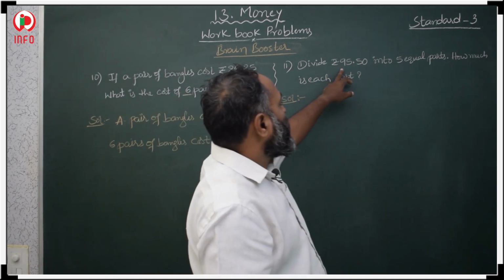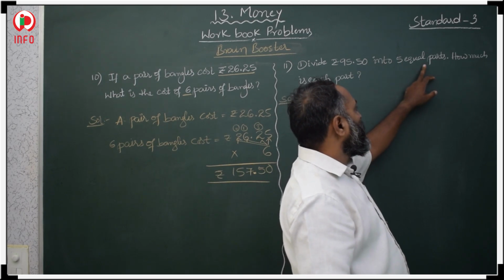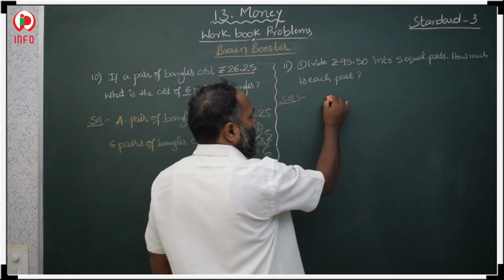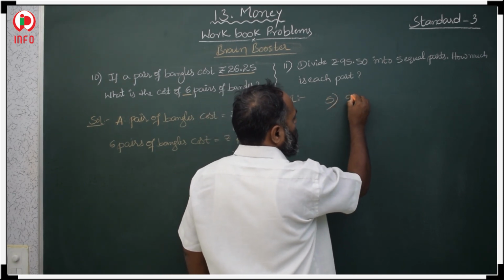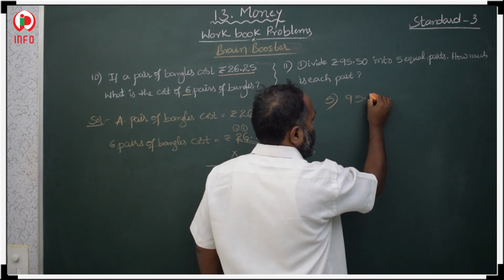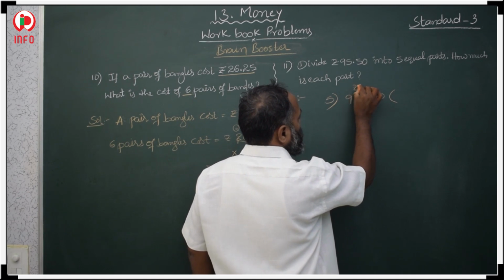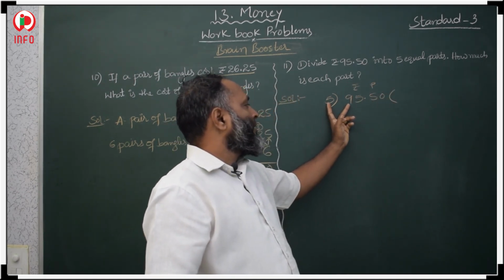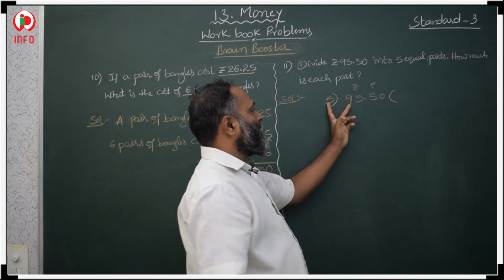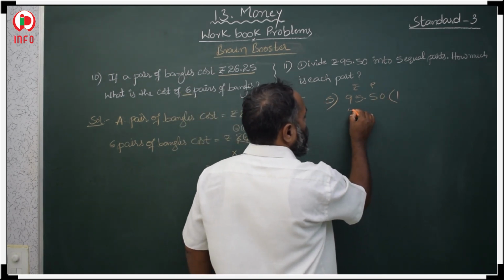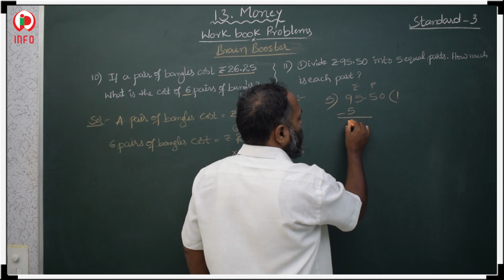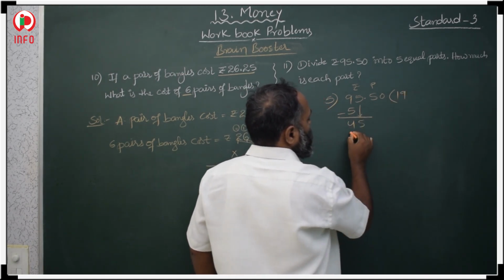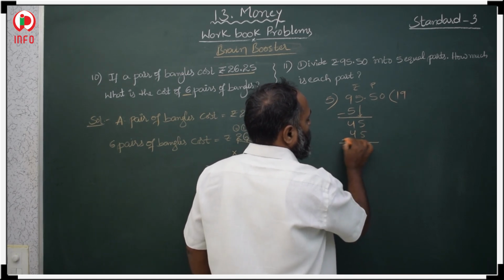Now here, divide 95 rupees 50 paisa into 5 equal parts. Then how much is each part? So first you divide. So 5 divides 95 rupees and 50 paisa. This is rupees, this is paisa. Then take the extreme left digit, that is 9. So when you divide by 5, 5 ones are 5. Then 9 minus 5 is 4 and copy this 5. 5 9s are 45. 45 minus 45, 0.